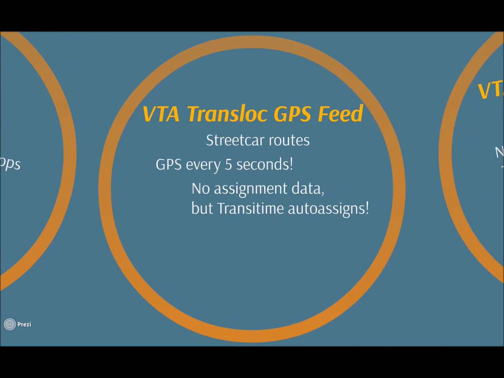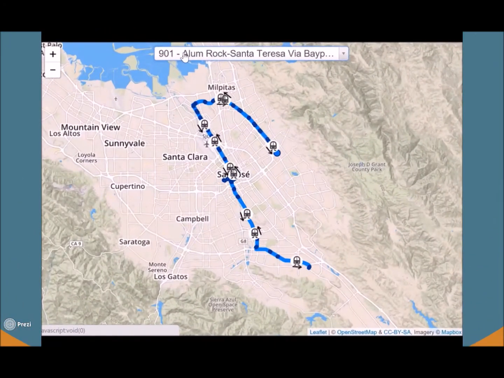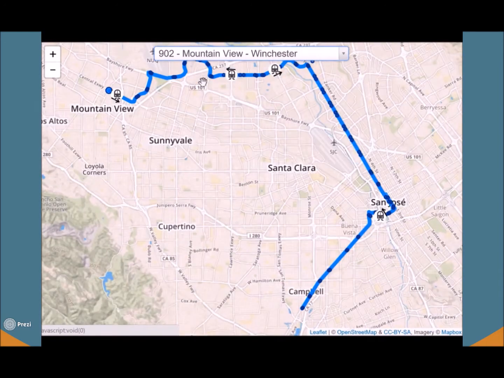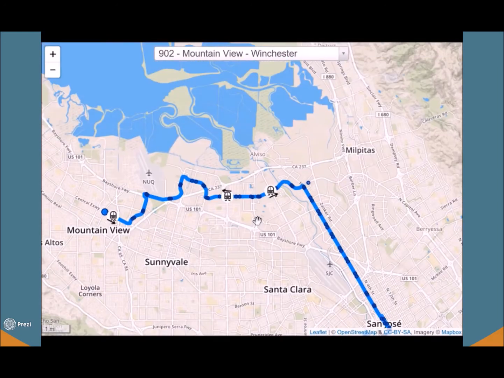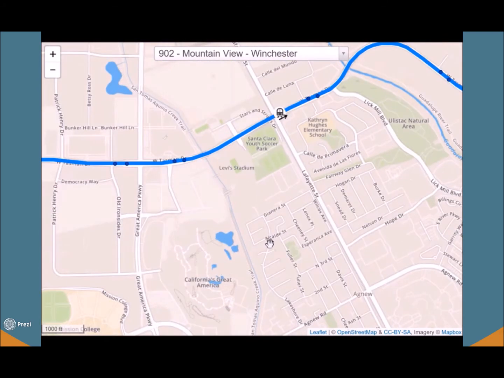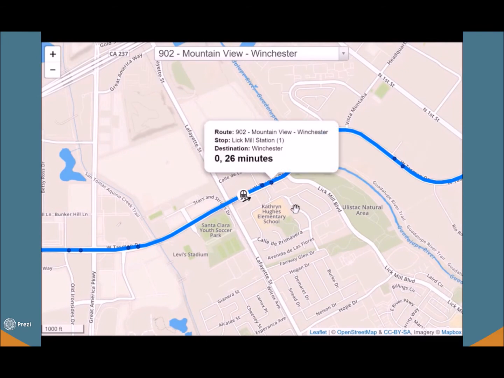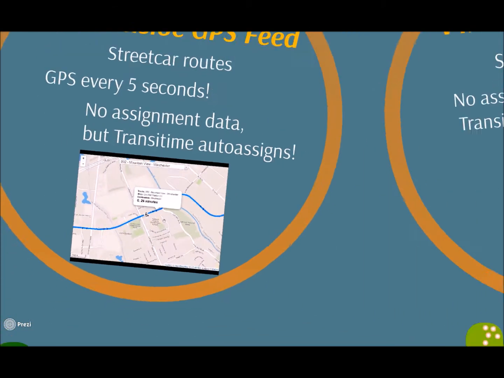So next we combine the Transloc GPS feed, and we get data every 5 seconds. There's no assignment data, but Transitime automatically assigns vehicles. So now you can see streetcars moving around in real time. Select another route, and you see the other streetcars for Route 902. You can zoom, pan, and when the user clicks on a stop, they can actually see the arrival time based on real-time information. So here it's showing that the streetcar is about to arrive.